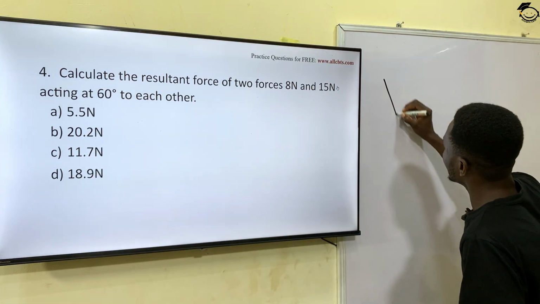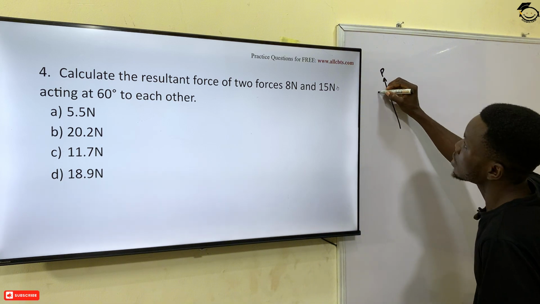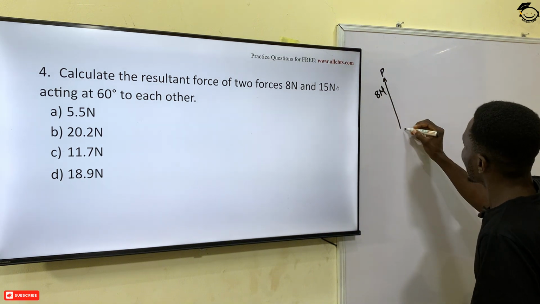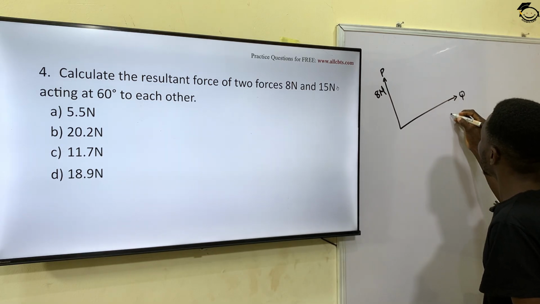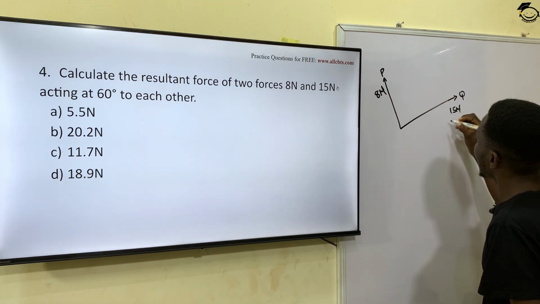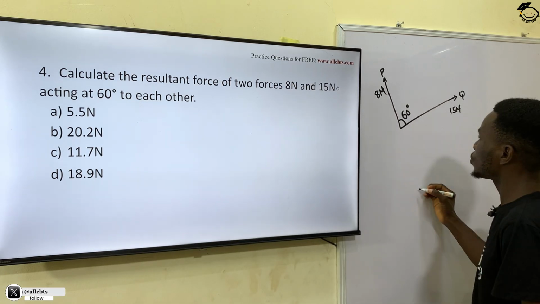So I have the first vector, which is the first force here. Let's call it P, and it is 8 Newton. And I have another vector. Let's call this Q, and it is 15 Newton. And they said the angle between them is 60 degrees. So we're trying to resolve these two vectors.